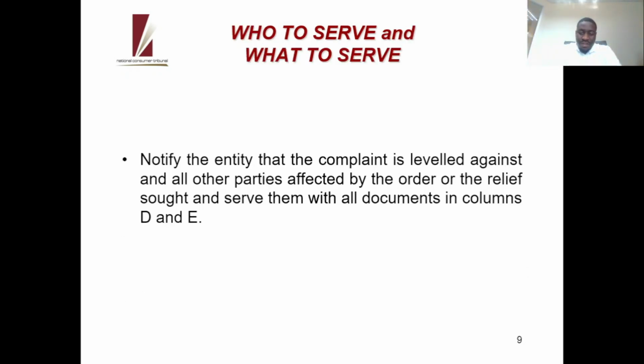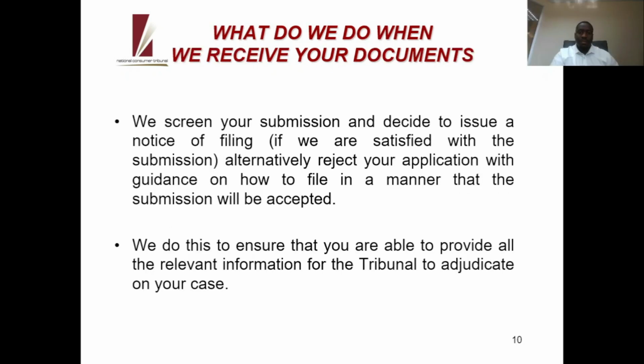The consumer must serve all the documents in columns D and E to the entity that the complaint is leveled against and all other parties affected by the order or the relief sought. What we do when we receive your documents is that we screen your submission and decide to issue a notice of filing. That is if we are satisfied with the submission. Alternatively, we reject your application with the guidance on how to file your application in a manner that the submission will be accepted. We do this to ensure that you are able to provide us with all the relevant information for the tribunal to adjudicate on your case.